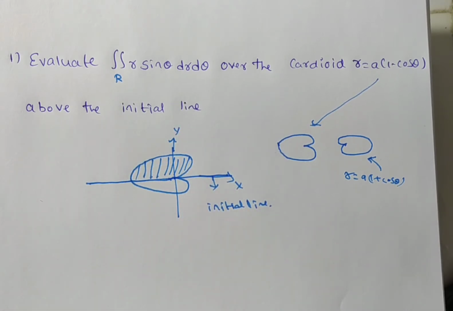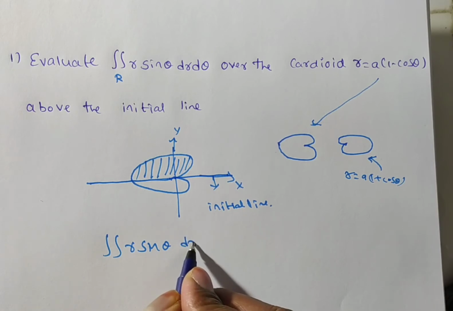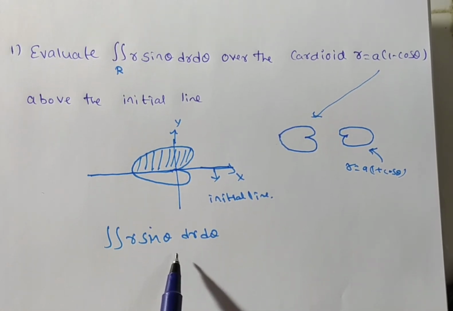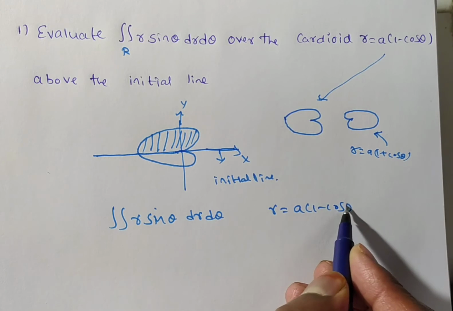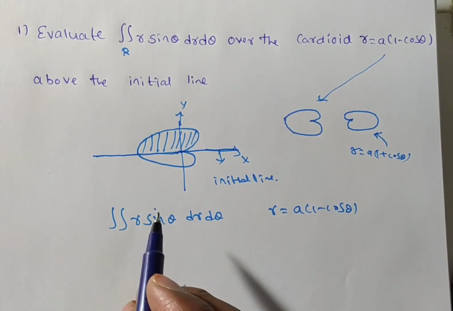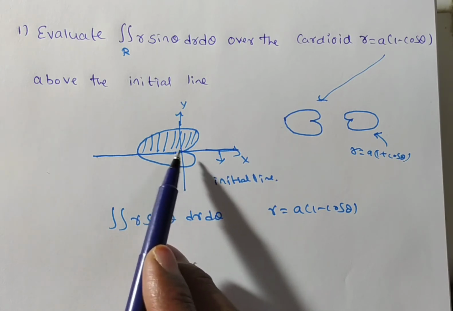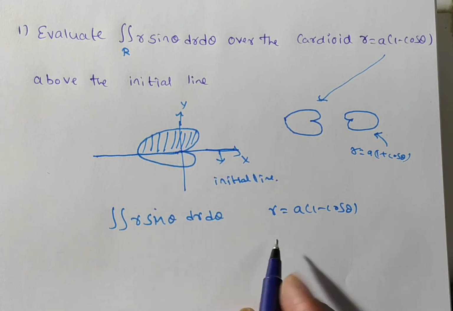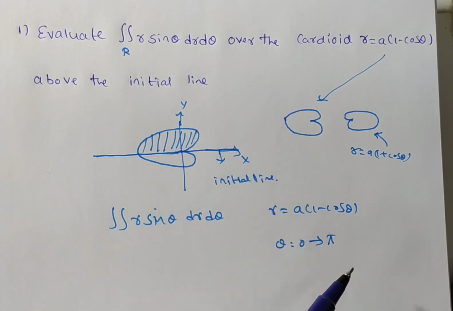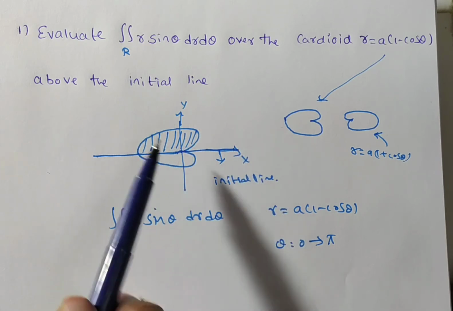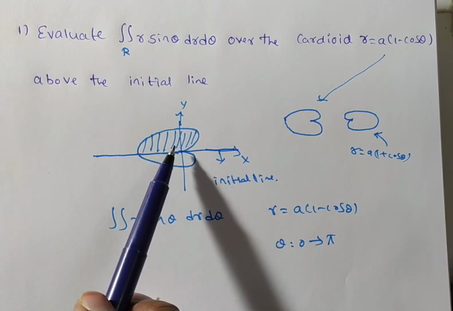Now what are the limits we have? Observe the given problem. I will first write the double integral of r sin theta dr d theta. Now we have to integrate with respect to r and theta. Observe the given cardioid is r equals a into 1 minus cos theta. Now for theta, observe this graph. The shaded region is obtained in how many quadrants? 2 quadrants. So theta is from 0 to pi. In general, if it is only in the first quadrant, you can say 0 to pi by 2. In the second quadrant, 0 to pi. If the third quadrant is also occupied, 0 to 3 pi by 2. If it is in all 4 quadrants, 0 to 2 pi.